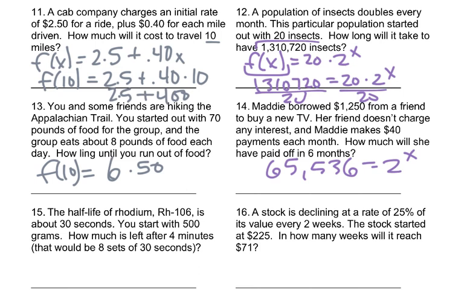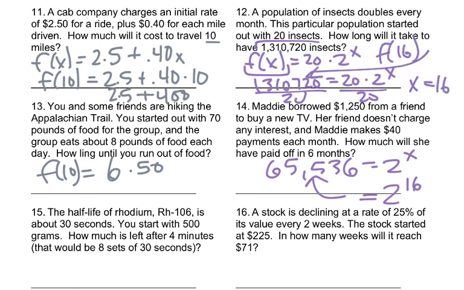So if I go 2 to the 5th, that's 32. 2 to the 10th is 1,024. So it's going to be bigger than that, right? 2 to the 20th is 1,048,000. Okay, so that's too big. So 2 to the 18th is 262,000. So 2 to the 17th, 131,000. 2 to the 16th is our number. Equals that. So x equals 16. So f of 16 equals that big number.